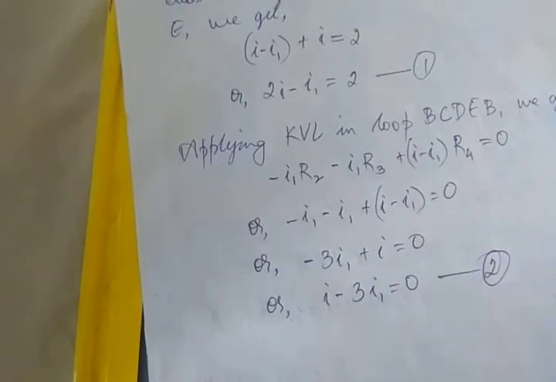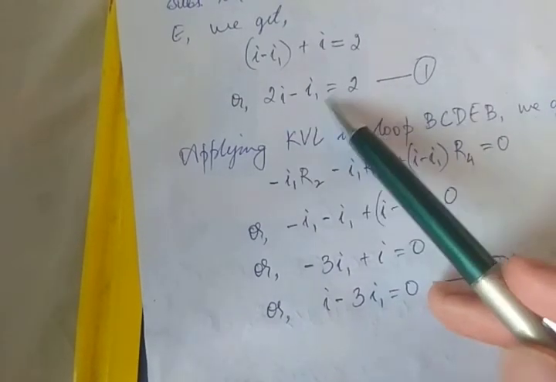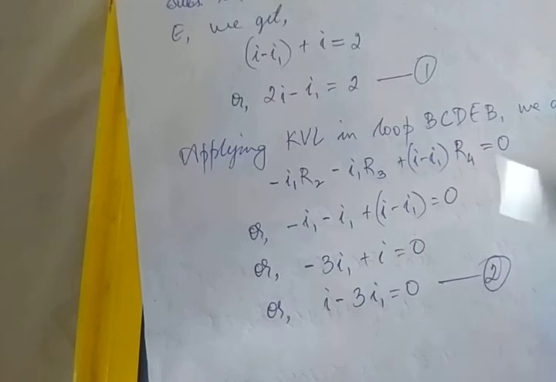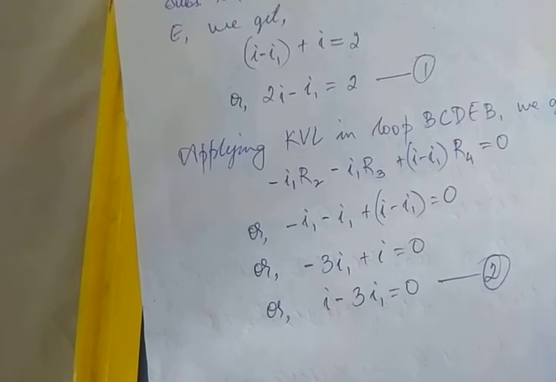So the question will be like, find the value of I and I1. It could simply be find the value of I. So solving these two equations, you'll get the value of I, the current flowing.